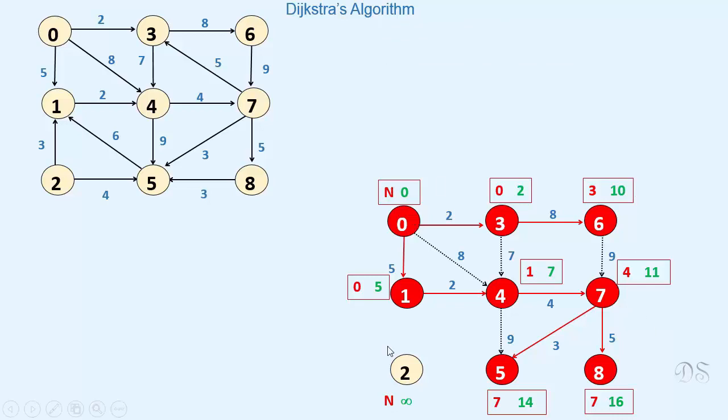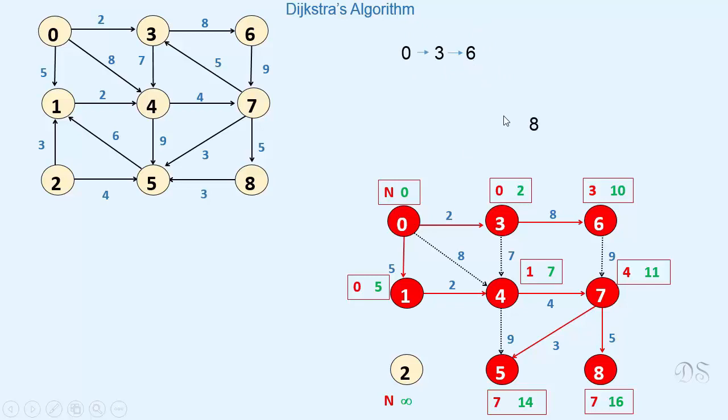Now at the end of the algorithm, the path length and predecessor of all the vertices have been set. Now we can easily find the shortest path from vertex 0 to any other vertex by following the predecessors till we reach the source vertex. Suppose we have to find the shortest path from vertex 0 to vertex 6. Now predecessor of vertex 6 is 3 and predecessor of vertex 3 is 0. So this is the shortest path from vertex 0 to vertex 6.